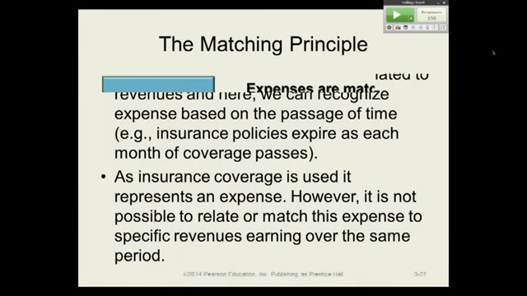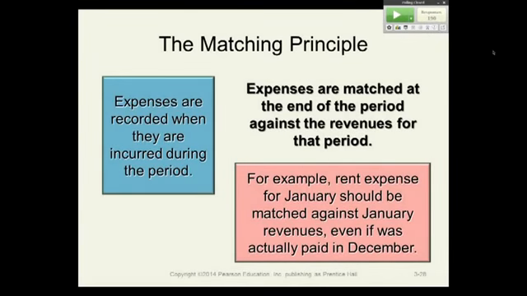So to summarize, you've got the expense recognition concept, and again, usually thinking of it as matching, that revenues and expenses are going to be matched. We recognize expenses when, of course, they're incurred, regardless of when they're paid.